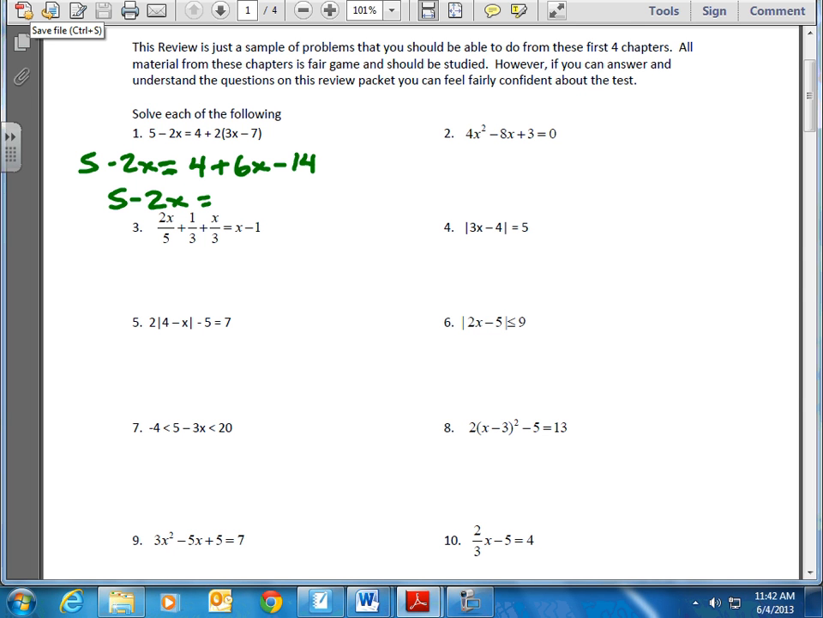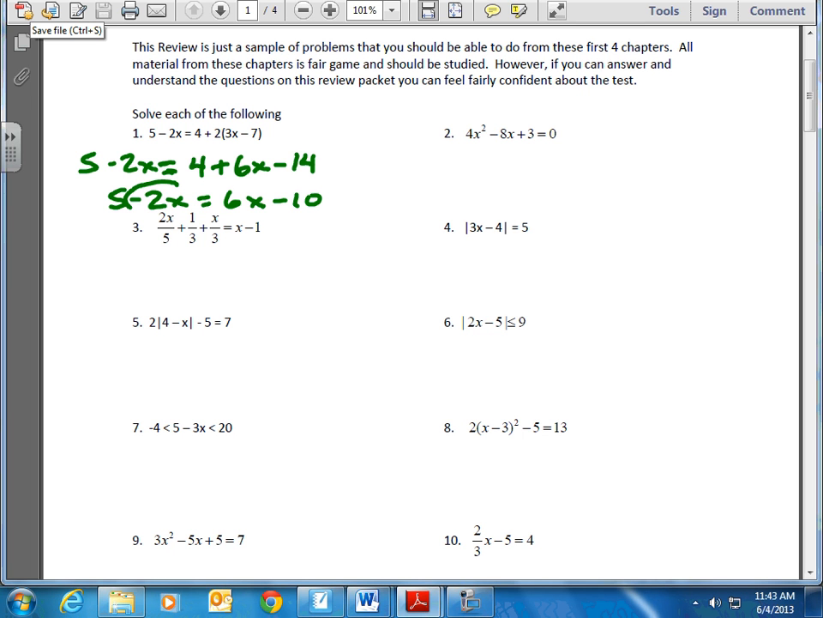Like terms, 4, negative 14. When I put that together, I get a negative 10. You could put minus 10 plus 6x. That would have been fine also. Okay, left-hand side and the right-hand side are simplified as much as possible. So now my plan is to put the variables on one side. So I have a negative 2x on one side, I have a 6x on the other side. I want to put them together.